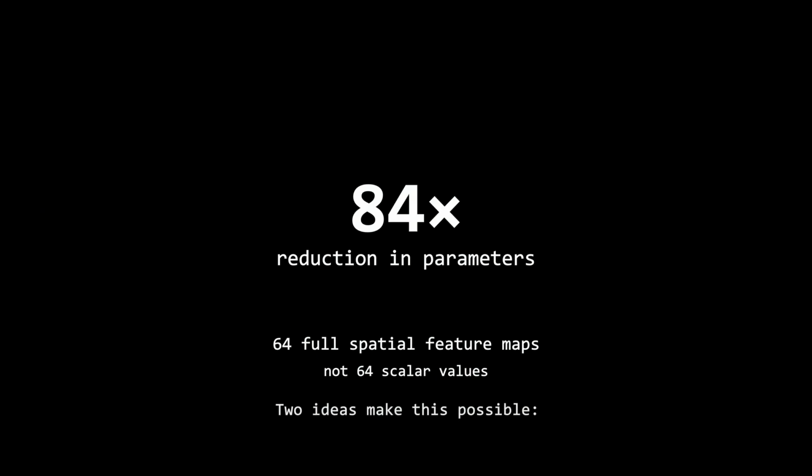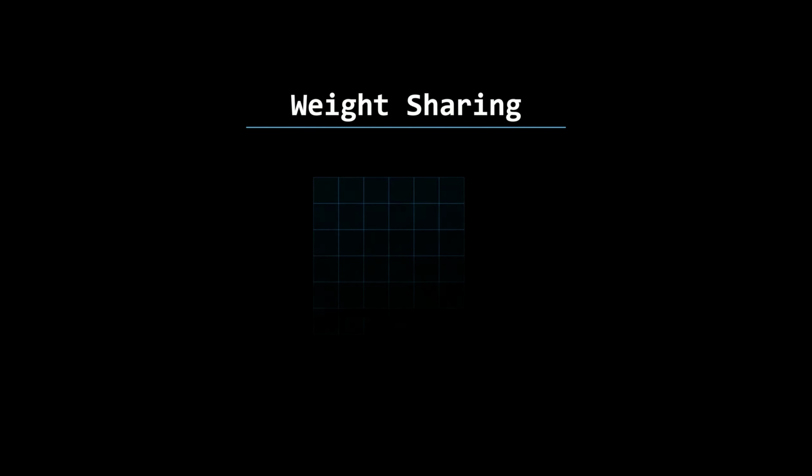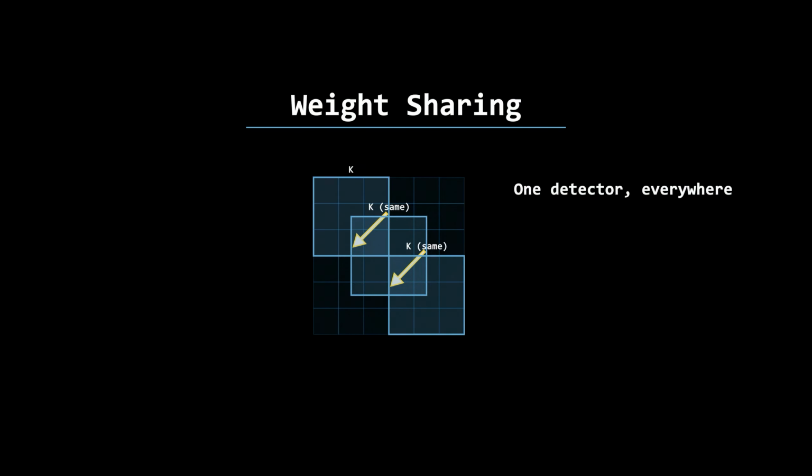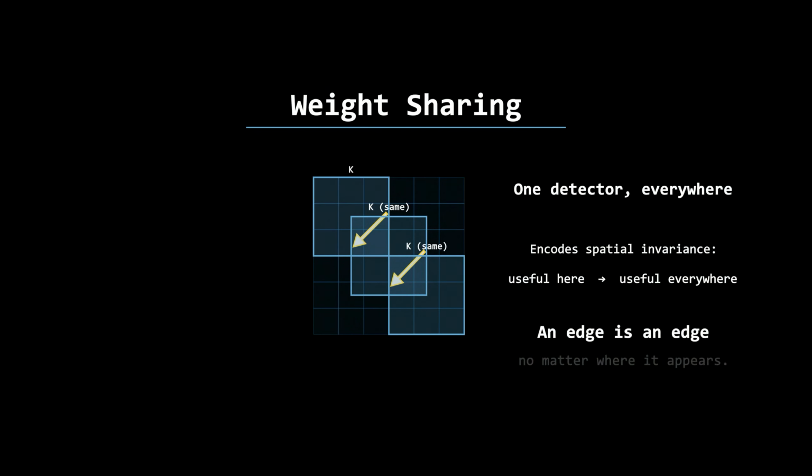Two ideas make this possible: weight sharing. The same 3x3 kernel is reused at every spatial position. You're not learning separate detectors for the top left corner and the bottom right corner. You're learning one pattern detector that works everywhere. This encodes a powerful assumption about images. If a feature is useful to detect in one place, it's useful to detect everywhere. An edge is an edge no matter where it appears.